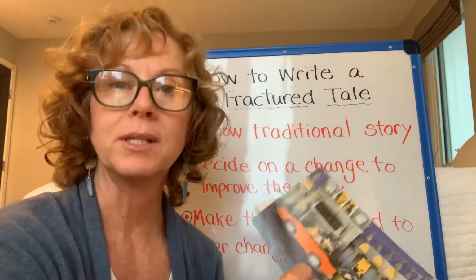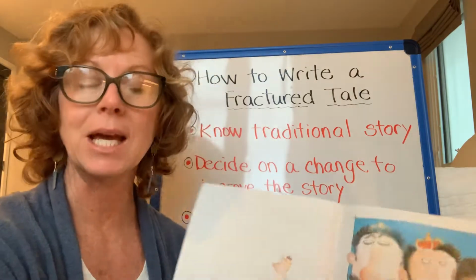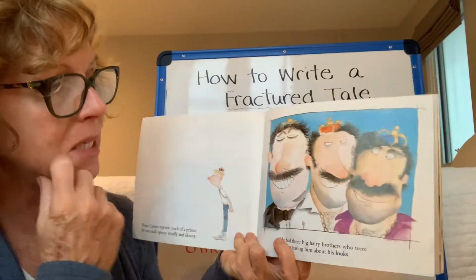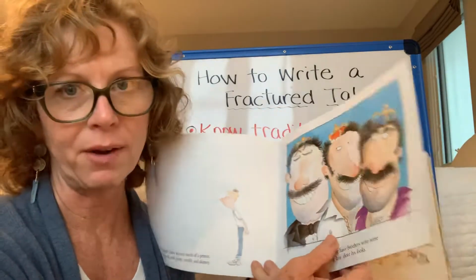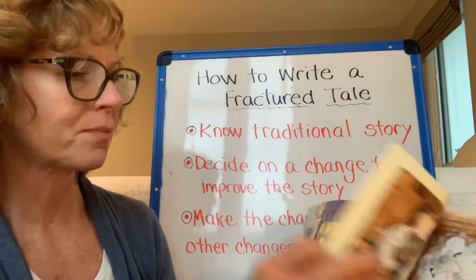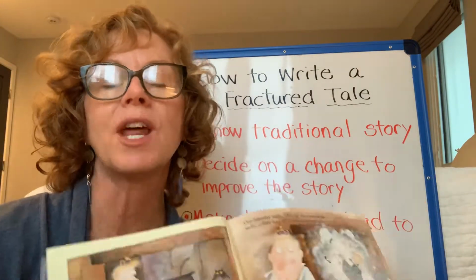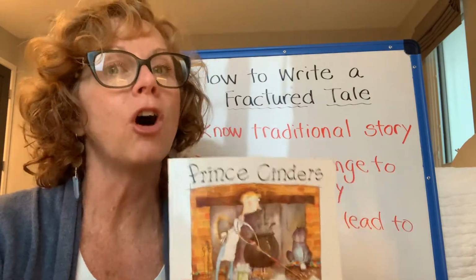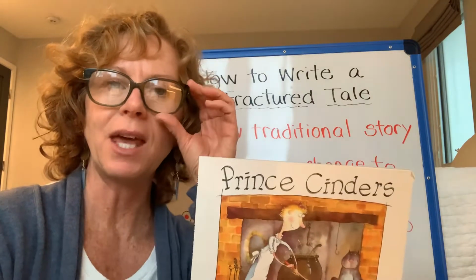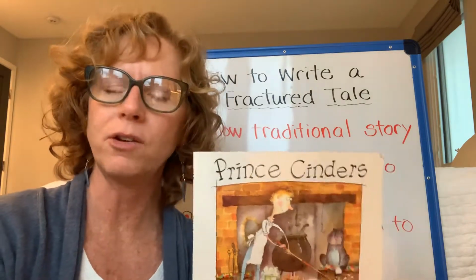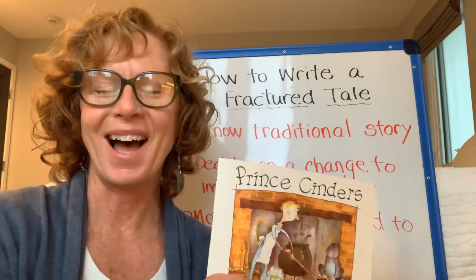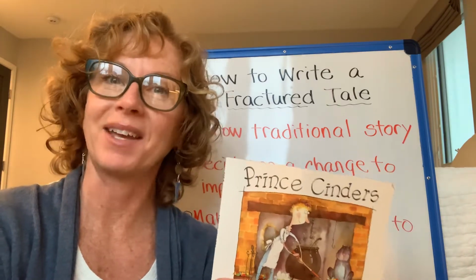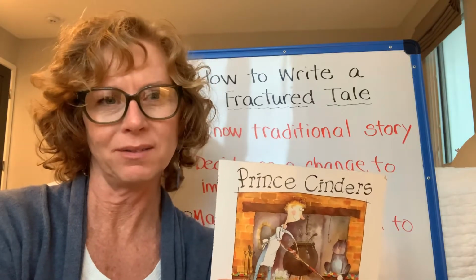Instead of Prince Cinders having three mean sisters, he has three mean, lazy, slobby brothers, and they're big and hairy. Remember that? She also changed the setting of this story. Instead of it being long ago, she made the setting take place in a more modern time. And they all went to a nightclub dancing instead of a castle and a big fancy ball.